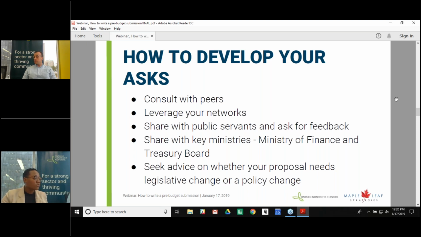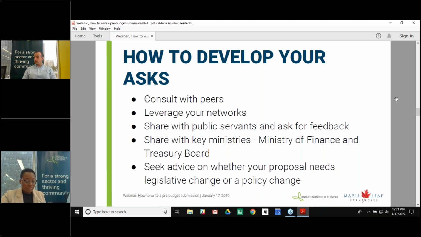Share with key ministries. So if you have access to Ministry of Finance representatives who have your portfolio or work within the areas of your portfolio for your organization, contact them to see what they're doing. Also with the Treasury Board as well, because there's some processes there that are a bit more complex, and I'm not going to go into detail, and I'm no expert, but to see where this aligns in terms of implementation and the frameworks and the directives and the processes that are there.